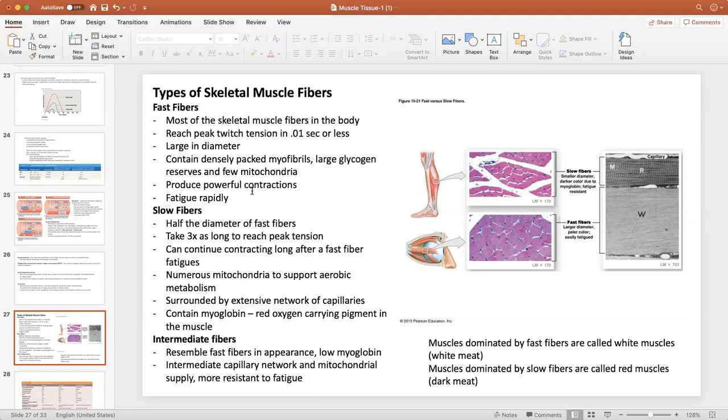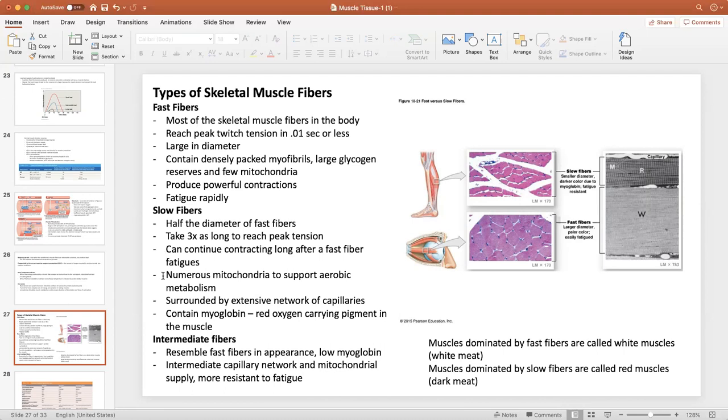which causes more fatigue. So fast fibers, we have large diameter fibers that produce powerful contractions for a short period of time. Okay, so this is like sprinting. You need powerful contractions to go fast quickly, and then you fatigue. Okay, so slow fibers are about half as big. They take 3 times as long to reach peak tension.